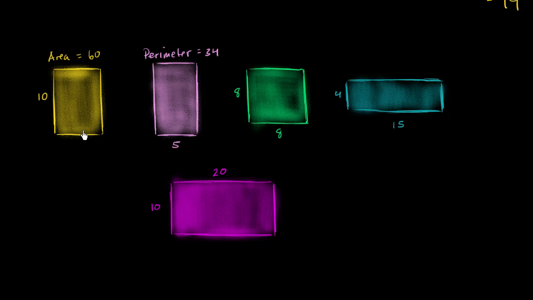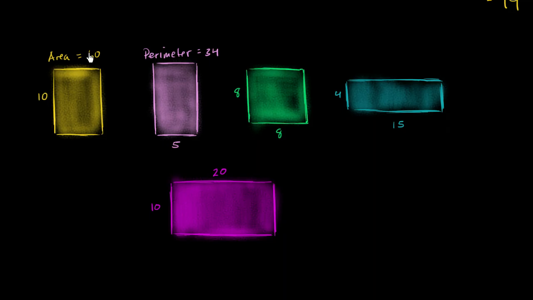Well, the best way to figure out which of these have the same area or perimeter as this original yellow rectangle is to just figure out the area and the perimeter for all of these rectangles and see which ones of them are equivalent. So we already know the area for this one, but we don't know its perimeter. So how do we figure that out? Well, to figure out perimeter, we would need to know the lengths of all the sides.